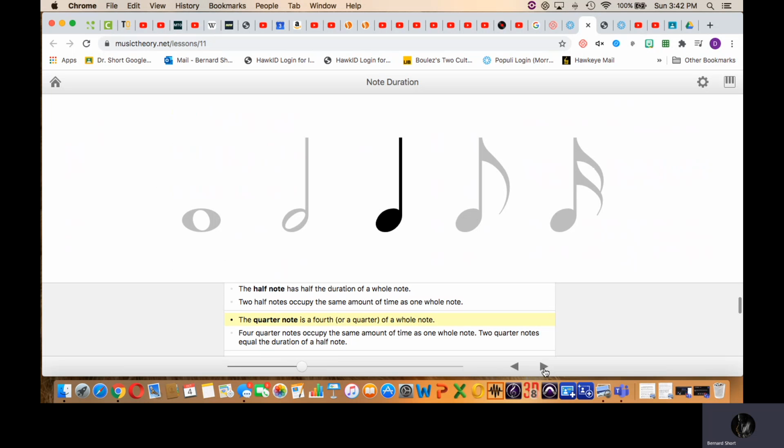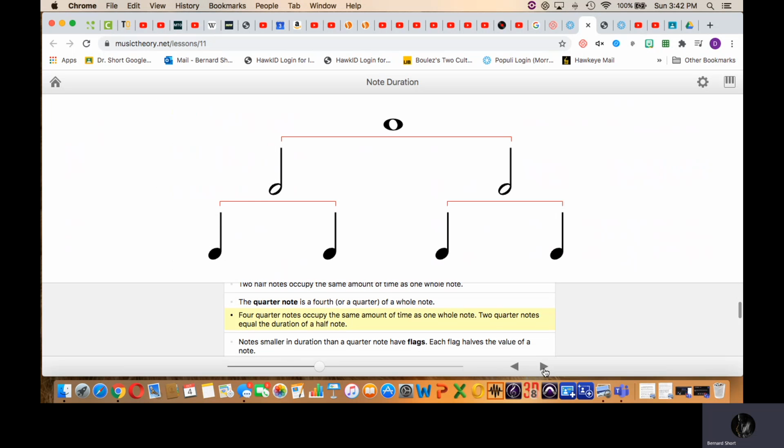What does that kind of put you in the mind of? A dollar is a whole note. Half note is a 50-cent piece. A quarter is 25 cents. This is how that tree would look. Okay. So let's say I count the tree going down from the whole note to the half note to the quarters. 1, 2, 3, 4 half notes. 1, 2, 3, 4 quarters. That's how you would count it.